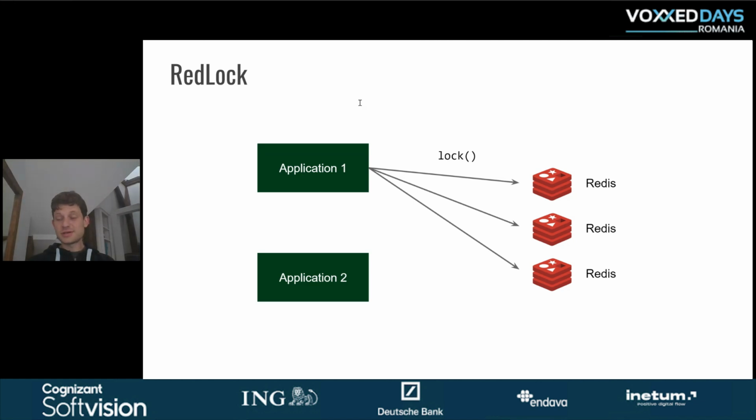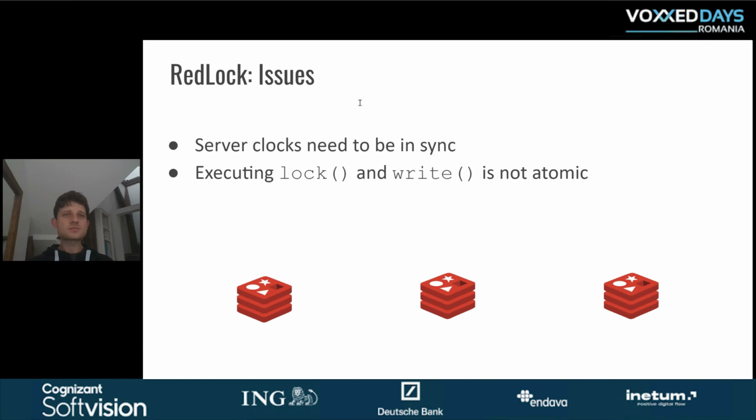And these issues actually mean that this algorithm should not be used for correctness in a production system. But let's talk about these issues. First thing is that Redlock requires server clocks to be in sync, at least to some extent. It does not look that difficult at first, but actually syncing the clocks across servers is a difficult thing, and it's not so easy to have clocks really in sync. So this is one issue of Redlock.